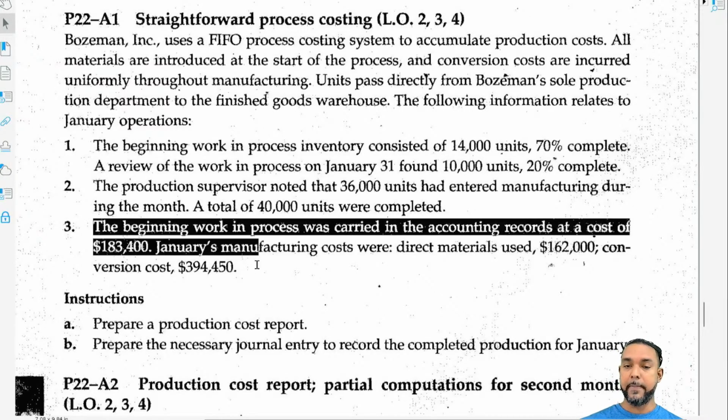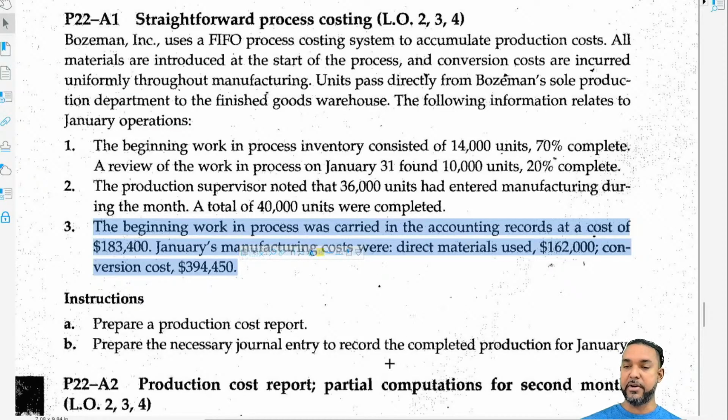Okay, and then here, the beginning work in process was carried in the accounting records at a cost of 183.4, and January's manufacturing costs were materials 162, conversion 394,450. Now, please note, they do not give us a breakdown of the work in process at start's costs. They just give us the total or subtotal. They don't say how much of it was materials and how much of it was conversion. And that's because we're using FIFO.